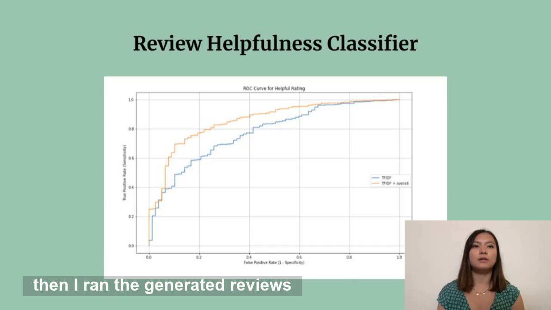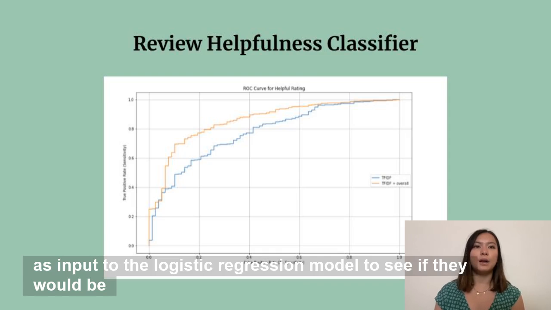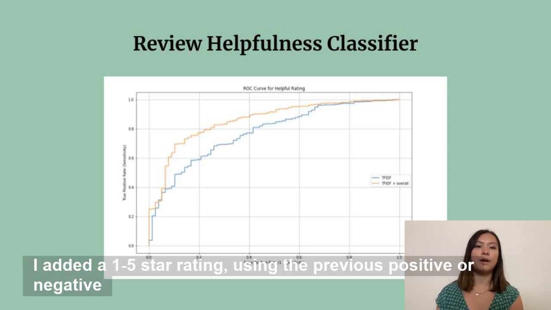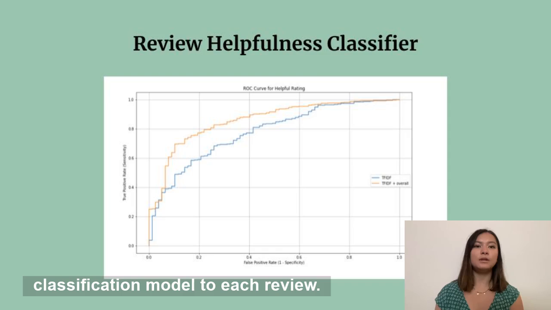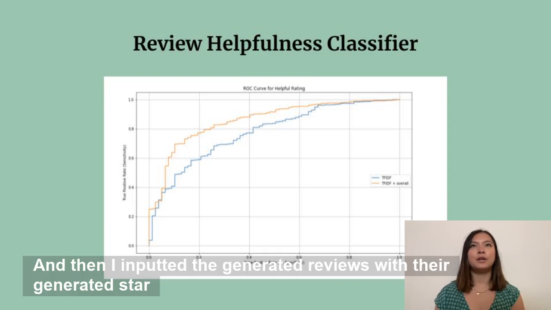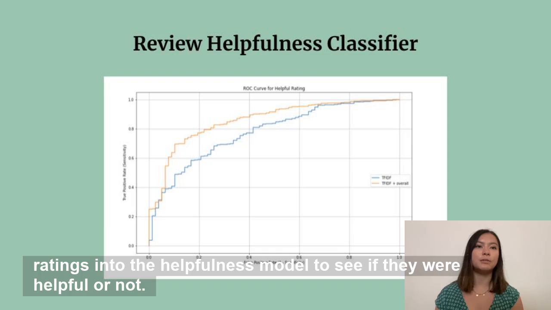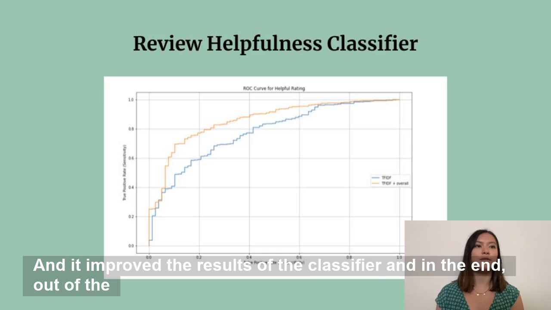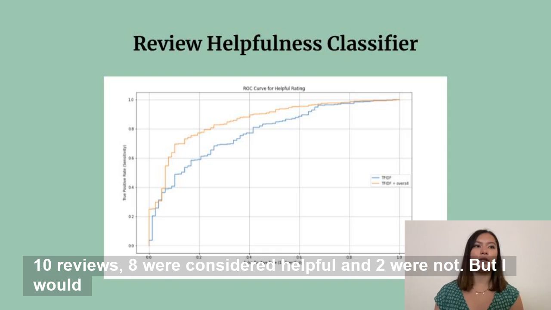And then I ran the generated reviews as input to the logistic regression model to see if they would be classified as helpful or not. And to improve the results, I added a 1 to 5 star rating using the previous positive or negative classification model to each review, and then I inputted the generated reviews with their generated star ratings into the helpfulness model to see if they were helpful or not. And it improved the results of the classifier, and in the end, out of the 10 reviews, 8 were considered helpful and 2 were not.